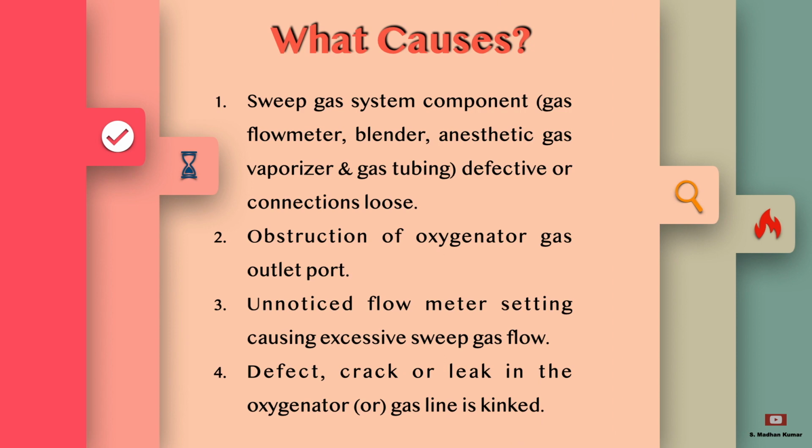How can it be caused? When the sweep gas system components, consisting of a gas flow meter, O2 air blender, anesthetic gas vaporizer, and gas tubings, are found defective or connections are loose. Obstruction of the oxygenator gas outlet port, unnoticed flow meter setting causing excessive sweep gas flow, a defect, crack, or leak in the oxygenator, or the gas line connected to the oxygenator being found kinked.